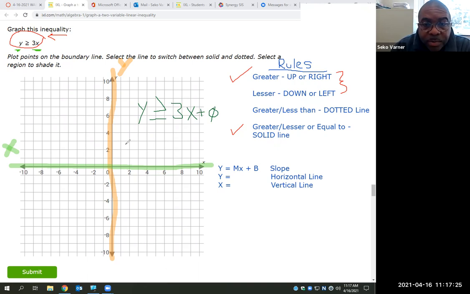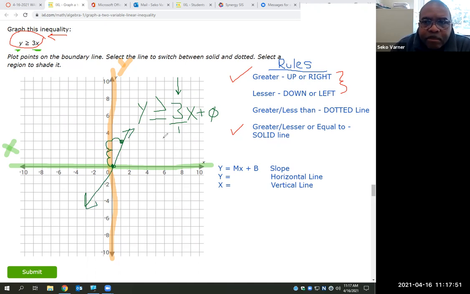So what I'm going to do is make my point, my y-intercept at 0, and my slope here says I go up 3 and over 1. So 1, 2, 3, over 1. So here's my other point. My line should look somewhat like this.